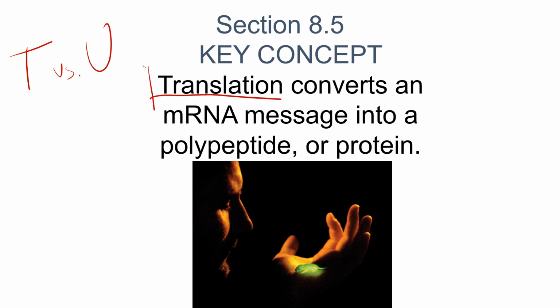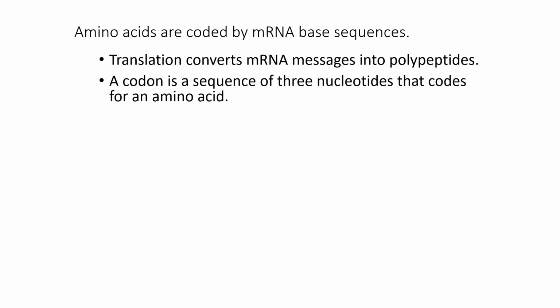When we're talking about translation, though, we are literally translating this information into a new language, which is what our proteins speak. So we're transferring it to a new amino acid, which are proteins, macromolecules again. So translation converts mRNA messages into polypeptides, which is the polymer of proteins. And they do this by using codons. A codon is a sequence of 3 nucleotides that codes for an amino acid.